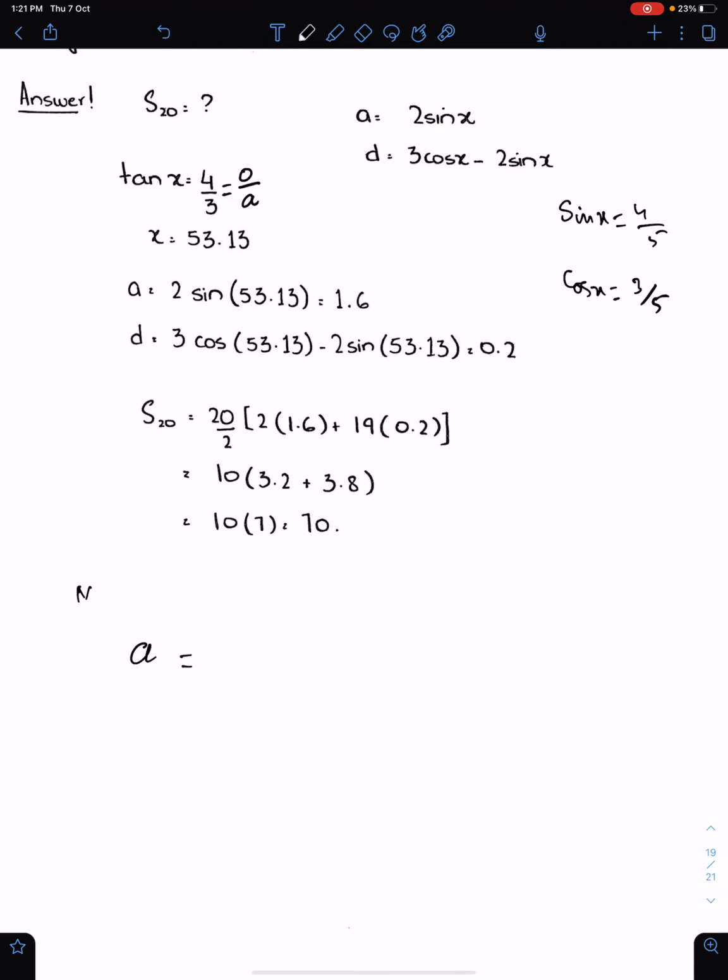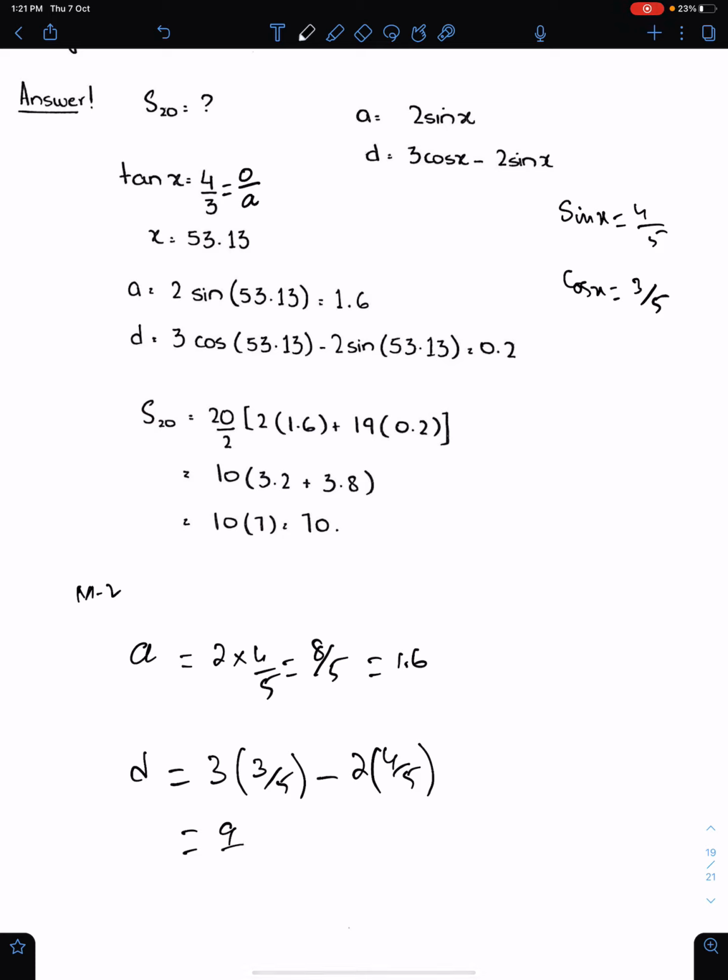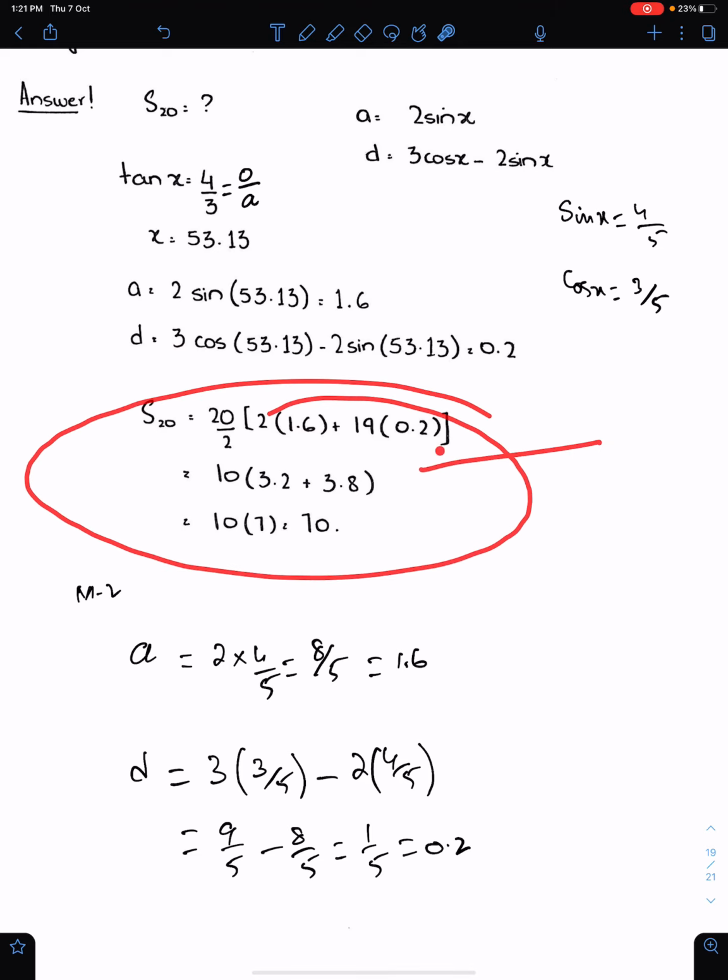This is method number 2. A is 2 into 4/5, which is 8/5, which is 1.6. And D is 3 times 3/5 minus 2 times 4/5. So we have 9/5 minus 8/5, which is 1/5, which is 0.2. Same values. And for S20, you have to use the Sn formula.